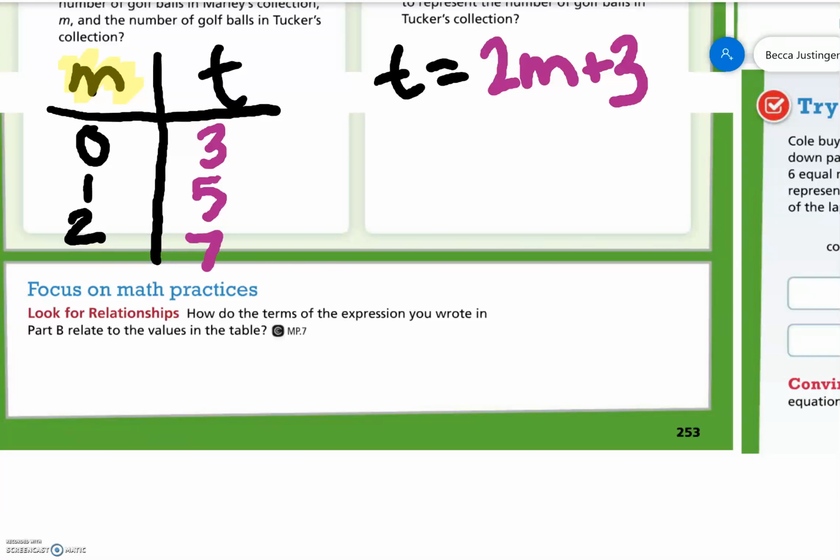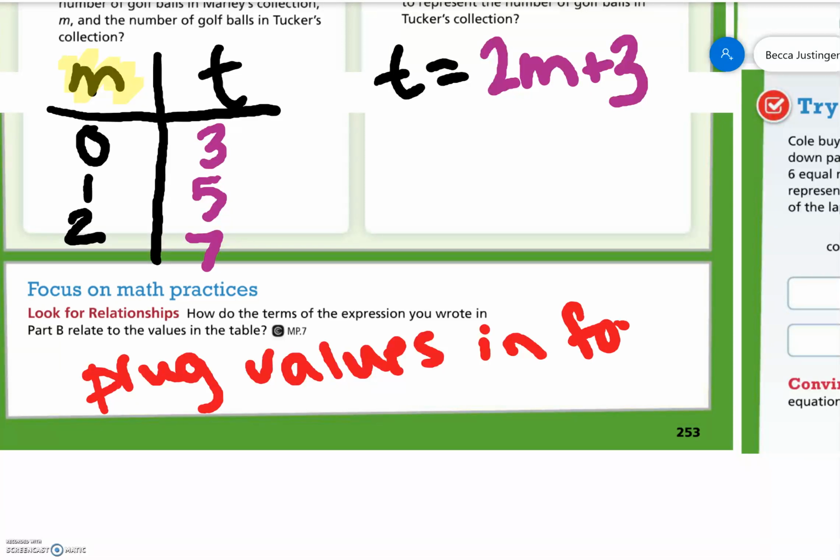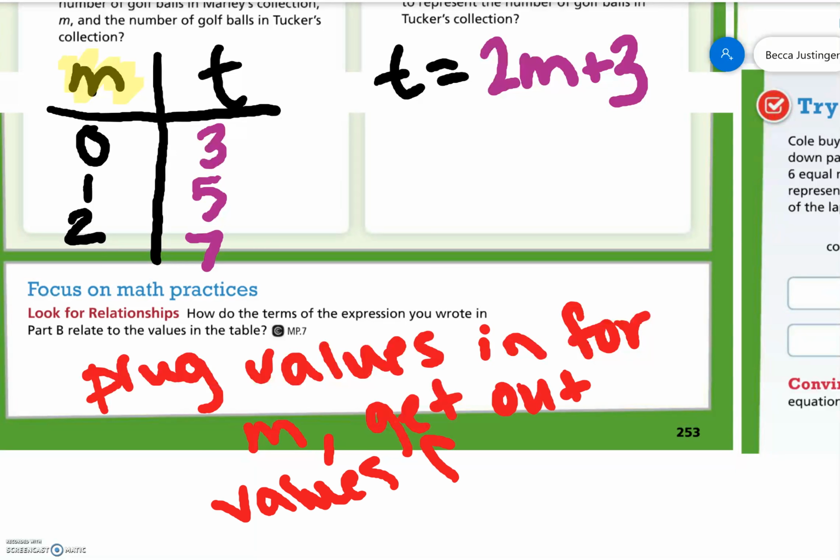How do the terms of the expression you wrote in part B relate to the values in the table? If you were to plug values in for M, you would get out values for T. So we could even use the expression, the equation, to fill out the table.